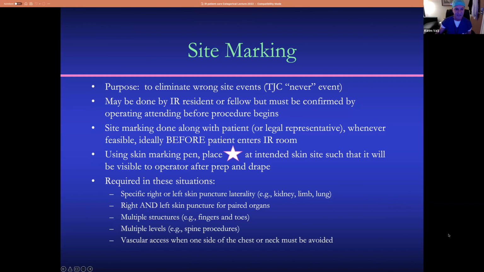So particularly if you're doing something where there's laterality, like a nephrostomy or a pleural drain or an AVM in the left leg, or if you're doing right and left skin punctures for paired organs, or if there are multiple structures like an AVM of a finger or a vertebroplasty at L2, you absolutely must mark on the skin in some fashion. Just remember to do that. If you were not to do that and something happened, you would be at serious liability.